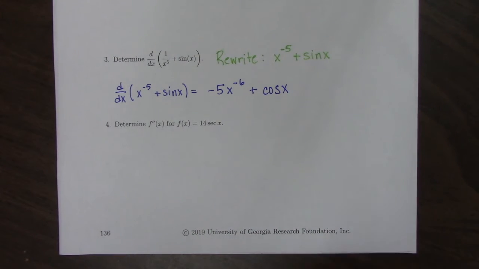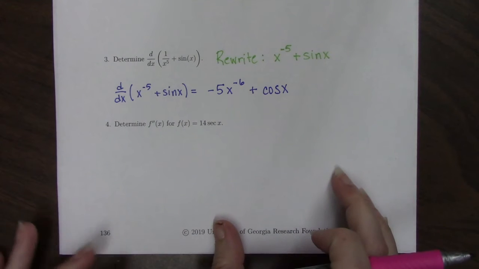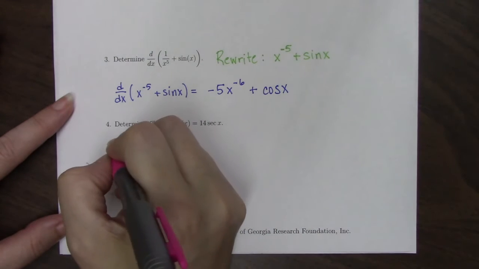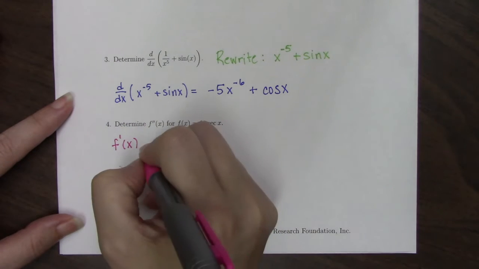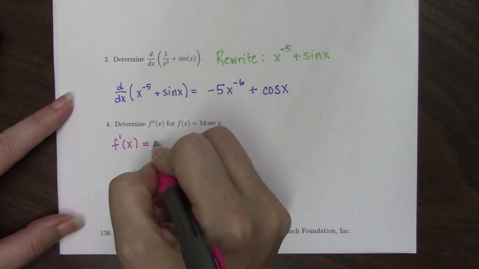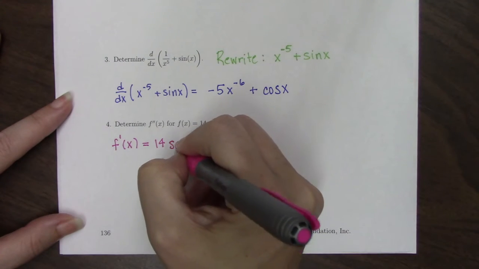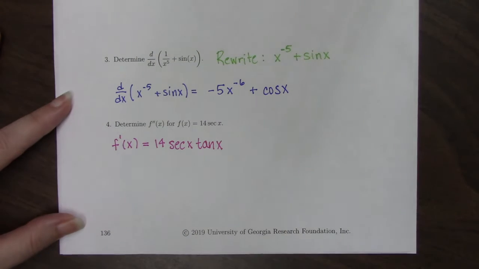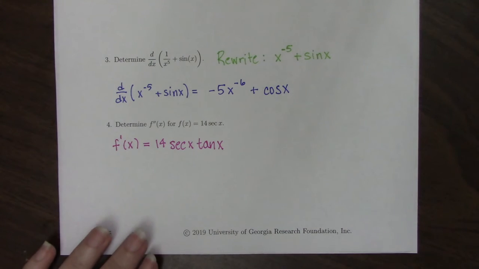Number 4 asks us to determine the second derivative for 14 secant x. So remember, in order to get to the second derivative, we have to take the first derivative first. So f prime of x, 14 stays out front, and the derivative of secant x is secant x tangent x.